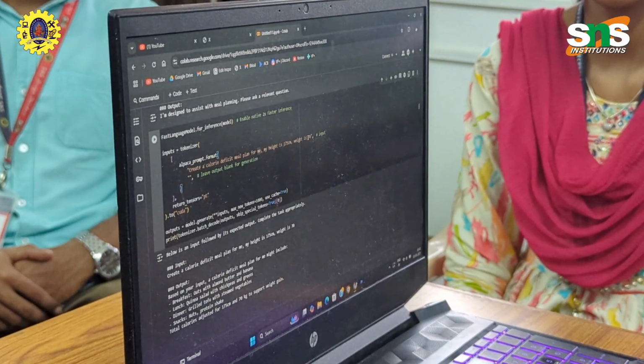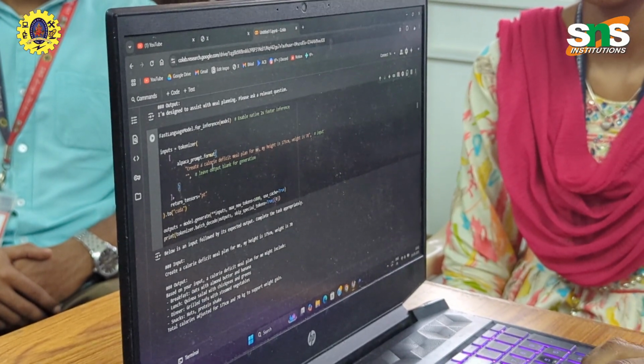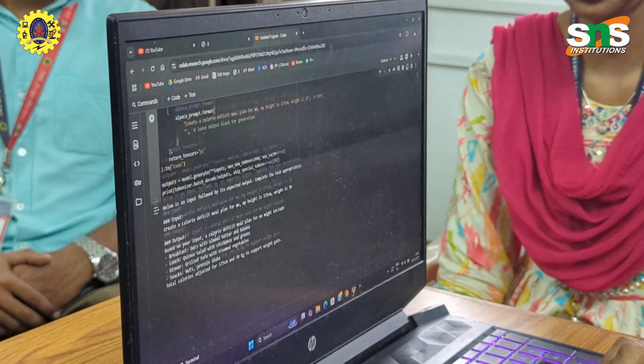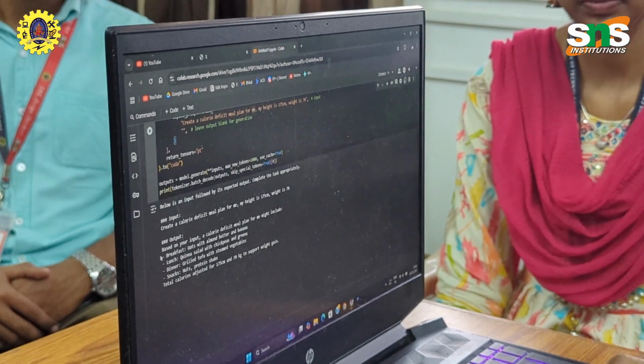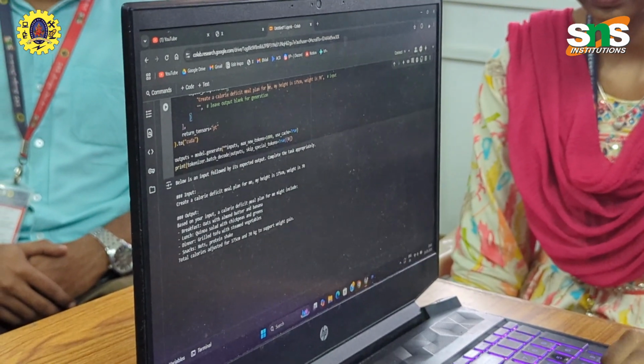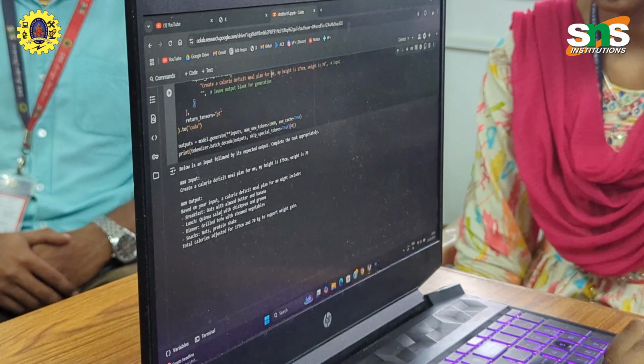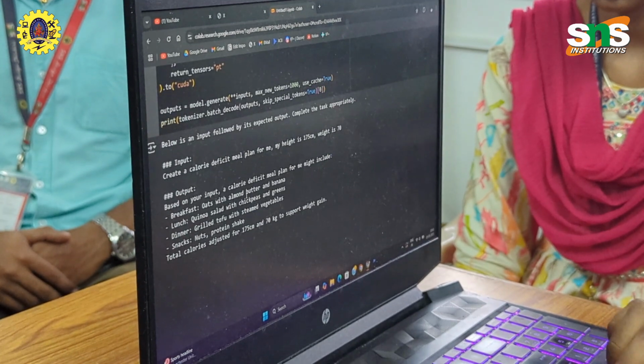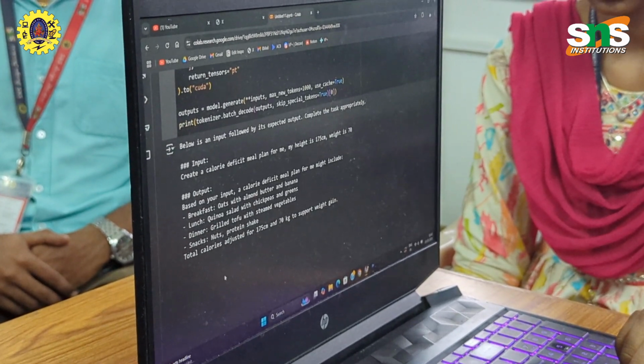120. I need to reduce it to 65, so I asked for a calorie deficit plan. Then it gave an output for the calories. Breakfast is oats with almond butter and banana. For lunch, quinoa salad.